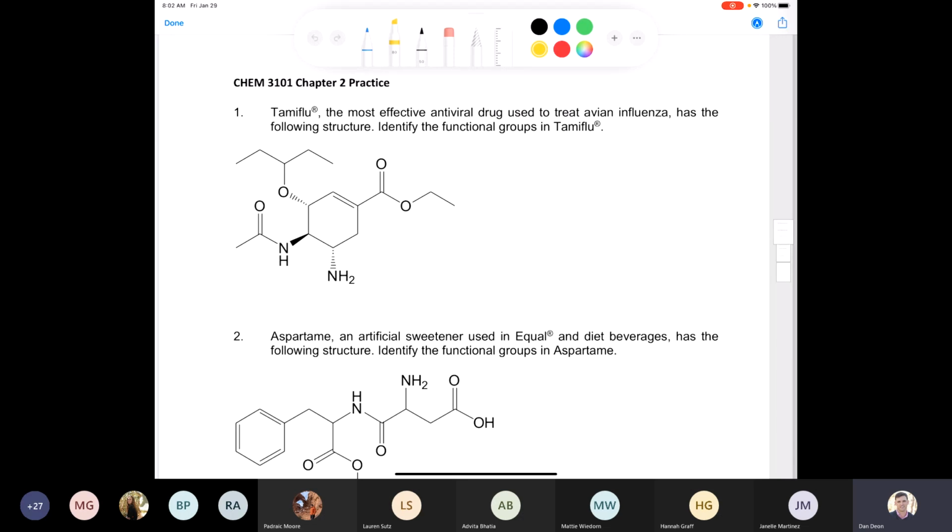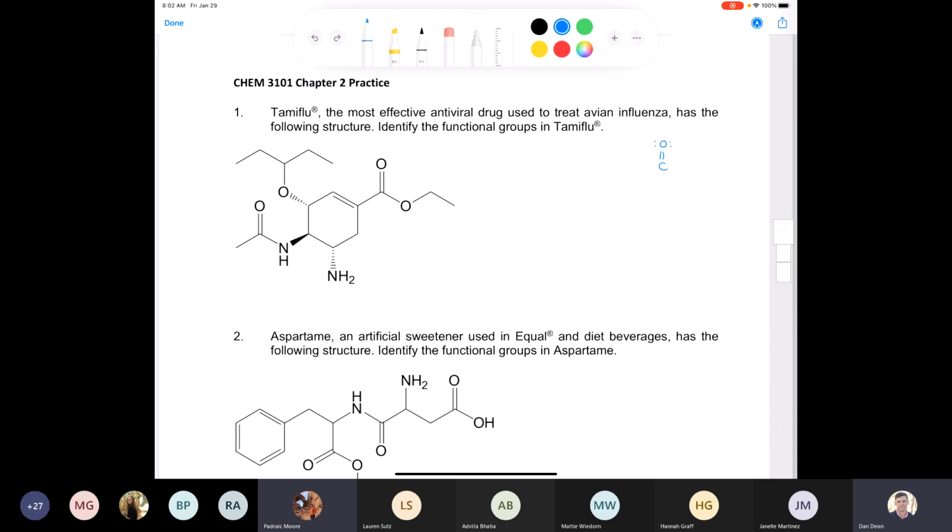There's two carbonyls in here, but a carbonyl is not a functional group. A carbonyl by itself is just a carbon doubly bound to oxygen like this. That's a carbonyl. So we have a carbonyl here and a carbonyl here, but the carbonyls are part of two different functional groups in this molecule.